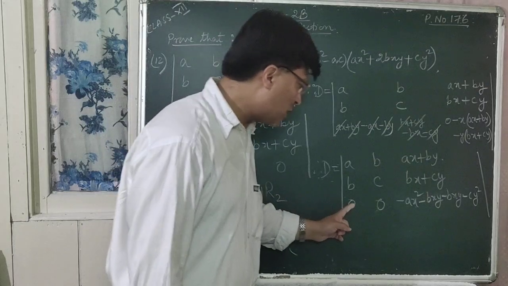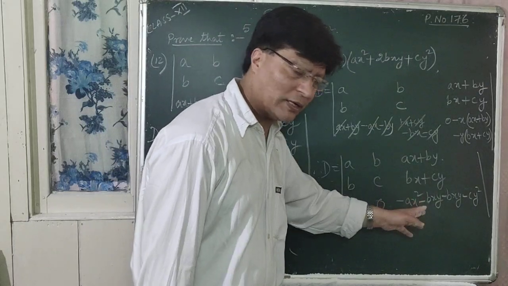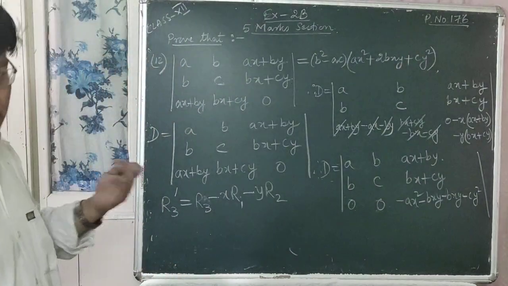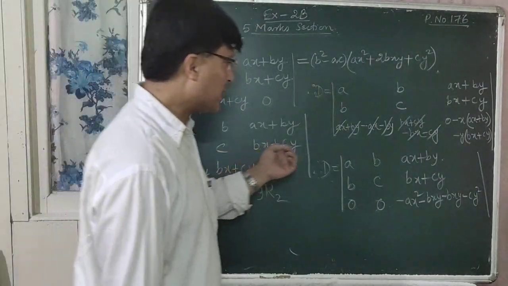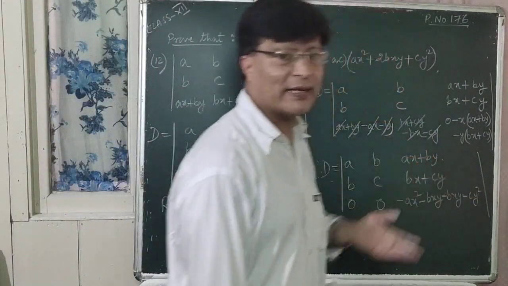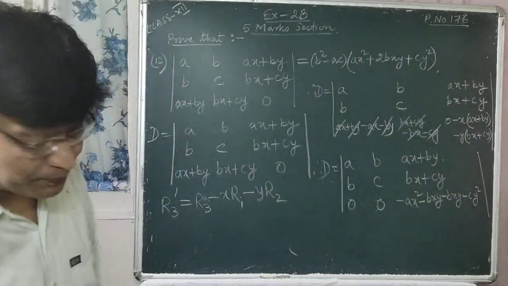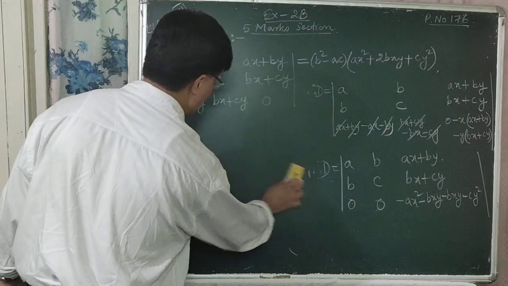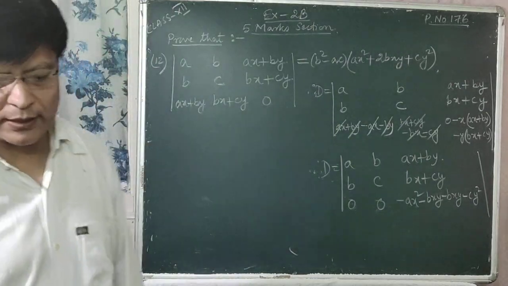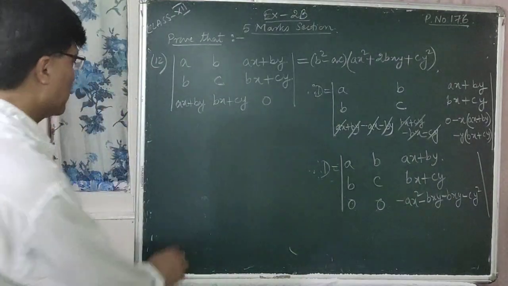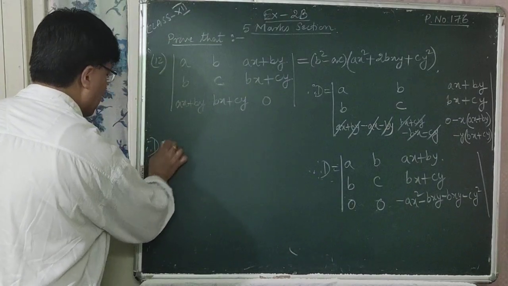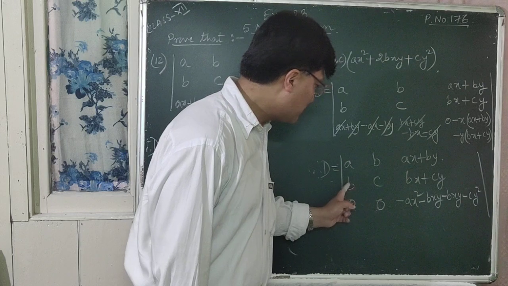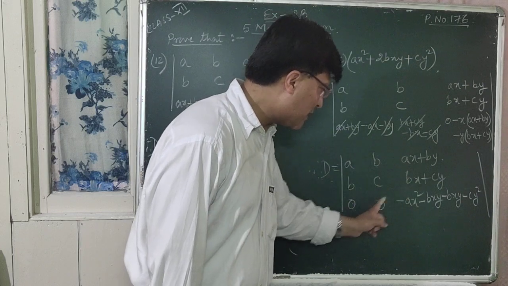The third row first element is 0, second element is 0, and the third element is minus AX square minus BXY minus BXY minus CY square. Now can you expand it? Now we can expand it with respect to the third row. Okay? So therefore D is equal to plus minus plus minus plus minus, this is plus minus plus.